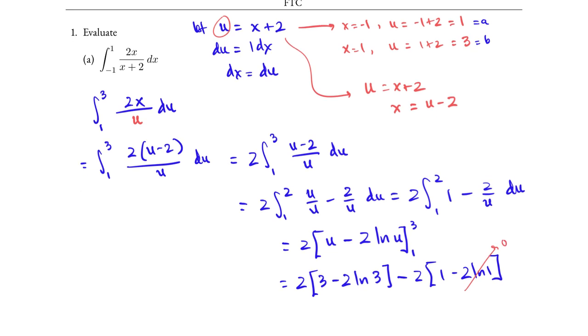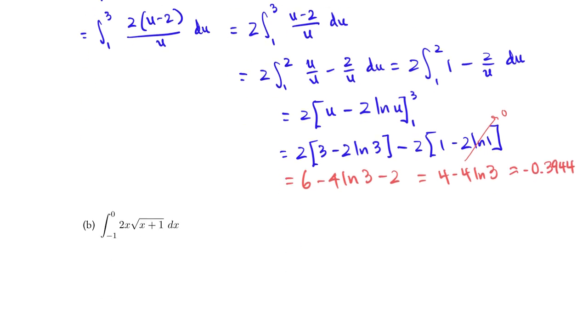Simplifying this, we have 6 minus 4 ln of 3 minus 2. So the answer is 4 minus 4 ln of 3. This is the exact answer. This is approximately -0.3944, rounded to 4 decimal places.